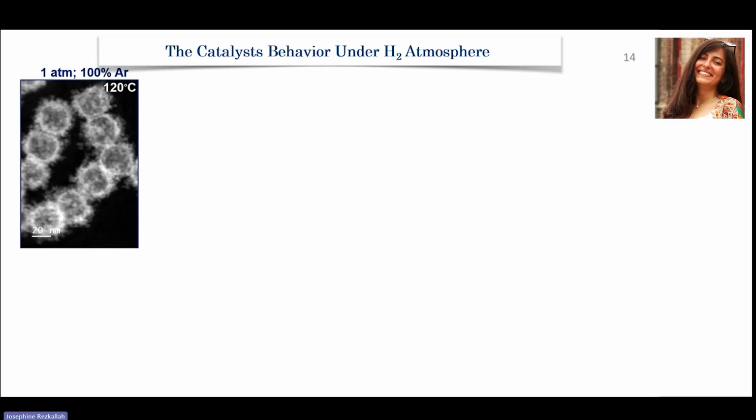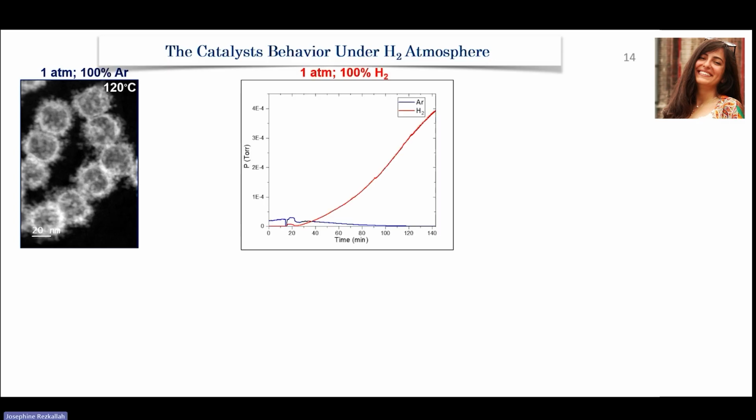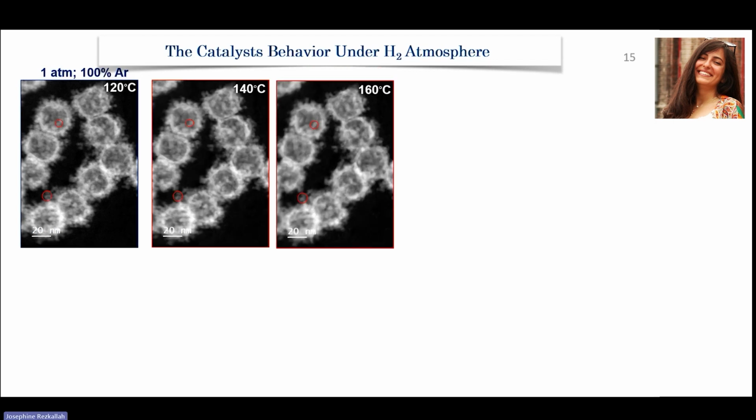So the initial state of these particles is probed under argon at 120 degrees to eliminate contaminations, and then a similar systematic heating was conducted after introducing the hydrogen gas, and the particles' morphologies were then monitored. The particles' mobility is evident starting 160 degrees, channels obvious at 120 degrees maintained open up to 240 degrees, so the inner void remained accessible up until this temperature.